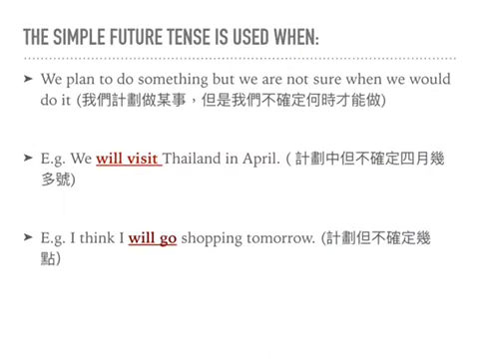Simple future tense is used when we plan to do something, but we are not sure when we would do it. For example, we will visit Thailand in April. In this example, we can see we will visit Thailand, but the date is not confirmed. All we know is we will visit Thailand in April.